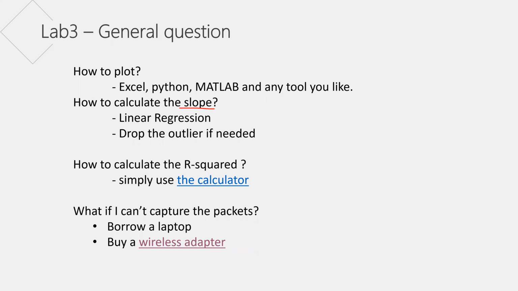Can we calculate with Excel? Yes, why not? We can calculate the R square value with any tools you want. And we calculate the R square value based on the average values instead of the raw data. Does that make sense? So how do you calculate the slope? Then you can use that value to calculate your R square value.